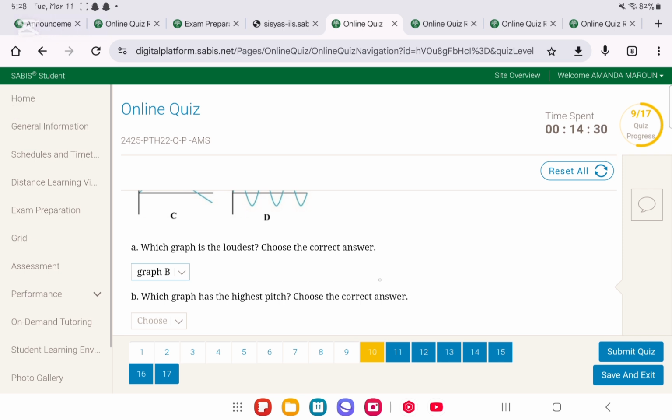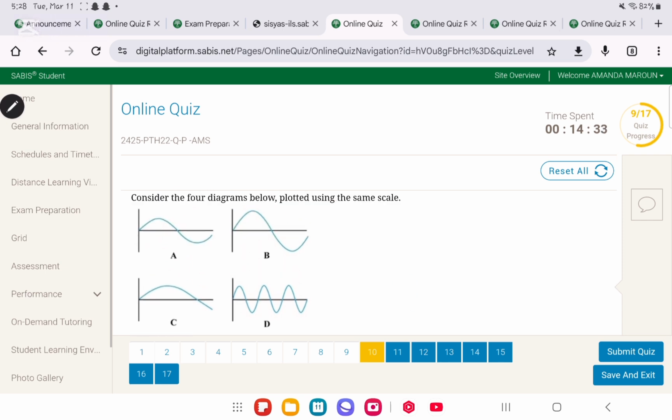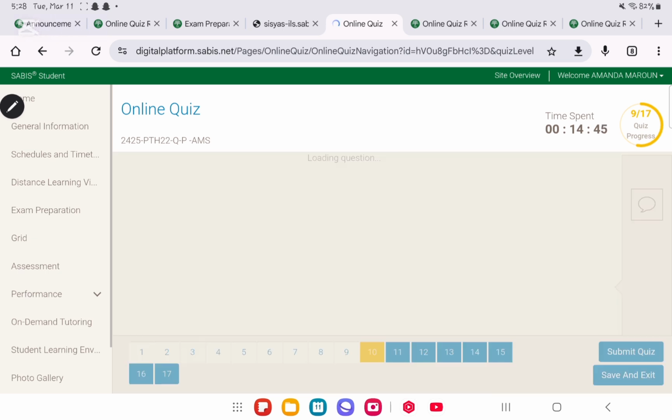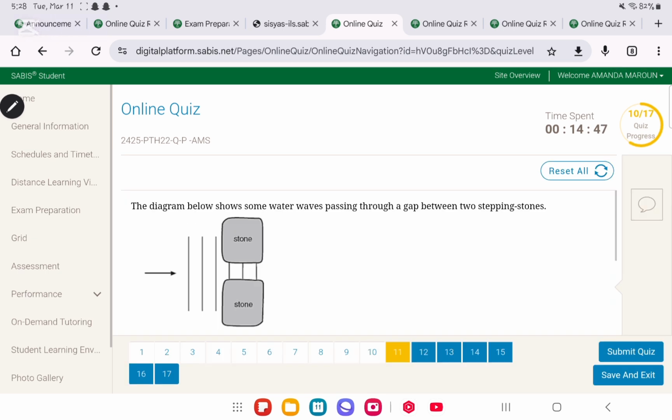Now, which has the highest pitch? Here they're asking for frequency. Let's say all of this is in 1 second. So the one that has the most amount of waves in 1 second, which is D, this has the highest frequency. We move on to question number 11.